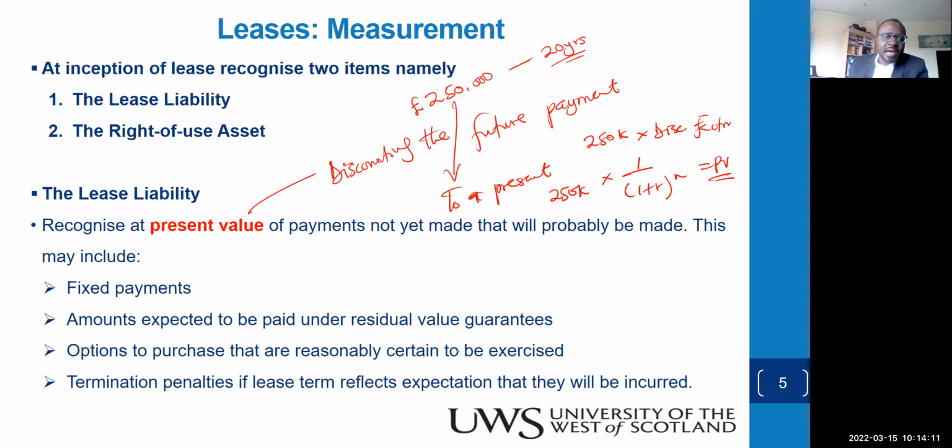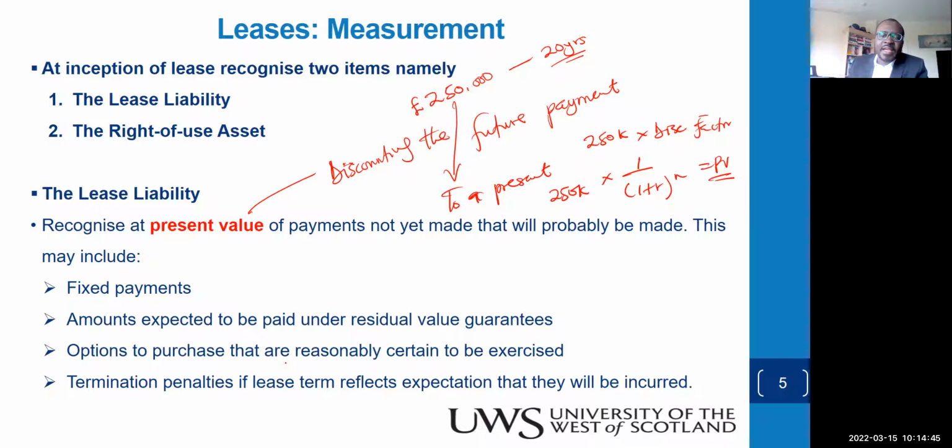Present value of the payments. Now, this present value, besides the discounted figure, includes any fixed payments. Every month you pay 500 to the lessor, the owner of the car you are going to lease, or the mortgage provider. Every month you pay a certain amount. It also includes any amounts expected to be paid under any residual value guarantees.